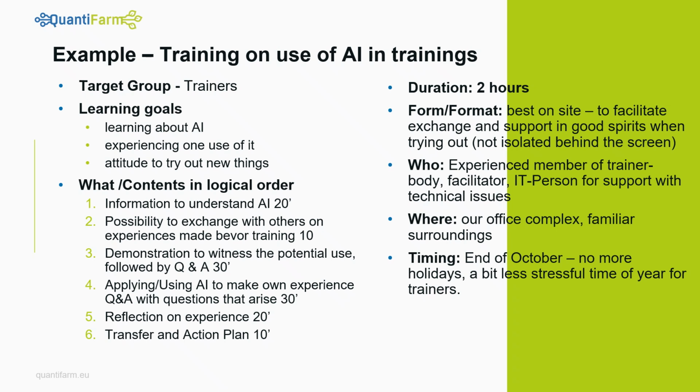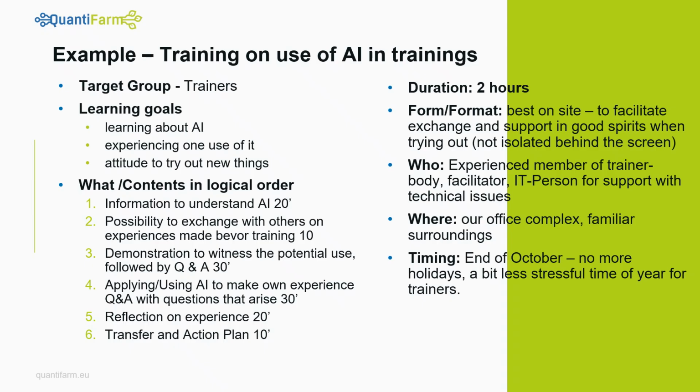The what, or the contents in logical order, and I have already allocated the duration behind it, would be to have a level playing field, number one. So to give information to understand AI, how it works, not in big detail, but just generally how it works, what it actually is. Then the possibility to exchange with others on experiences they have made before the training. Then, of course, there should be some kind of a demonstration so people can witness somebody using the AI and see the potential of it, followed by questions and answers to make sure they can ask their questions and they can fully understand.